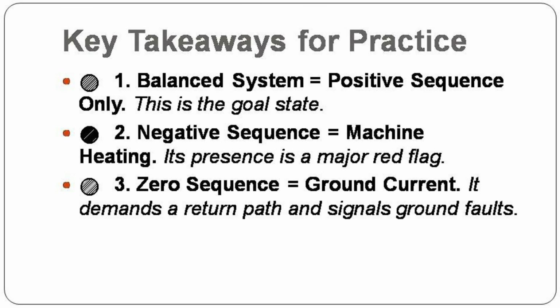Before we wrap up, if you can take away only 3 things from this video, let it be these. First, a healthy balanced system has only a positive sequence component. That's what we designed for. Second, the appearance of negative sequence current is a direct warning of damaging heating in rotating machines, which is a primary protection signal. And third, zero sequence current is synonymous with ground current, and its presence means we have an imbalance that involves the ground or neutral, and it's the key signal for detecting ground faults. Internalize these 3 ideas and you will have a solid practical understanding of symmetrical components.